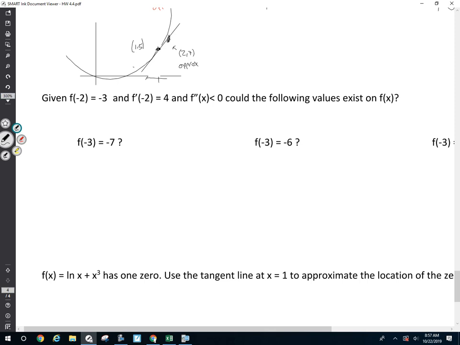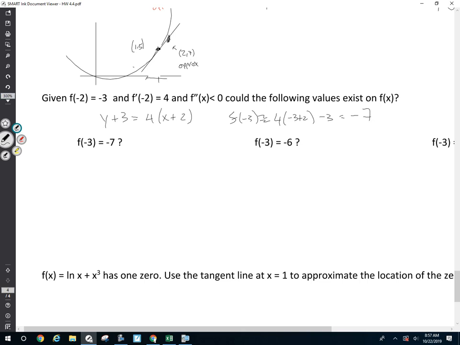Let's look. Same deal. We got (-2, -3). I got a slope of 4. I got a second derivative that's negative. So the equation of my tangent line is y plus 3 equals 4 times x plus 2. I'm looking at f of -3. Well, f of -3 will be approximately 4 times -3 plus 2 minus 3. So that's -4 minus 3, which is -7.